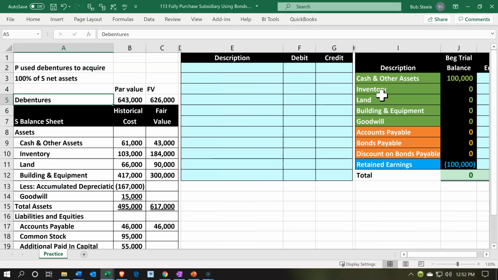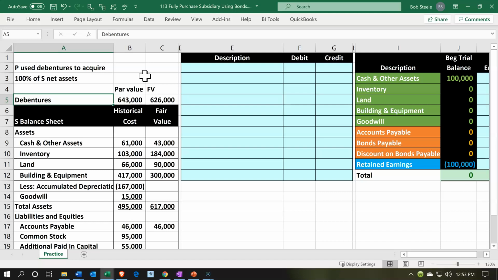Now we have a similar situation to a problem we have seen in the past, in that we're talking about a purchase situation. So we're going to have a parent company and a subsidiary company. P is purchasing S. P used debentures or bonds to acquire 100% of S's net assets. So now P is purchasing 100% of S's net assets.